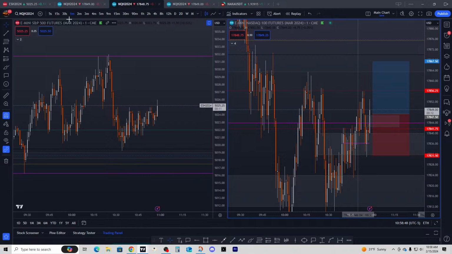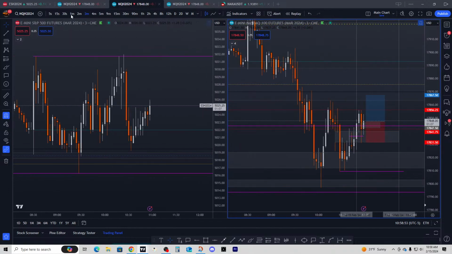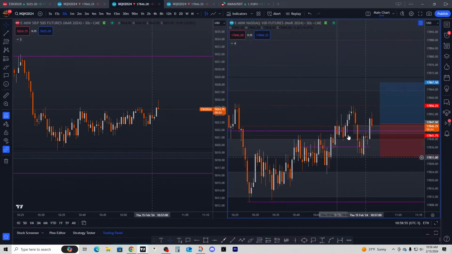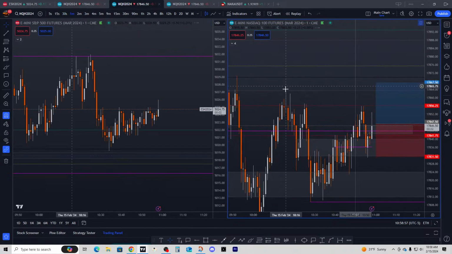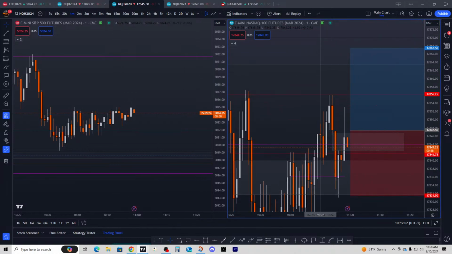We took out these highs here too. Get this rejection block. Nothing's high probability, but short-term low. No 1-minute inverse.